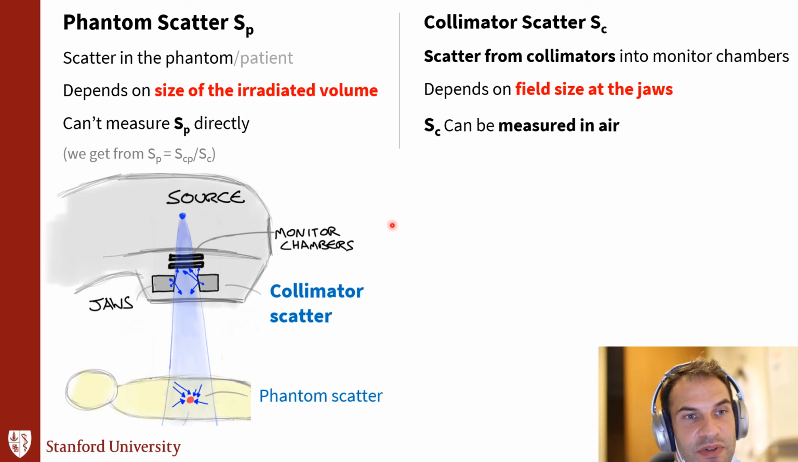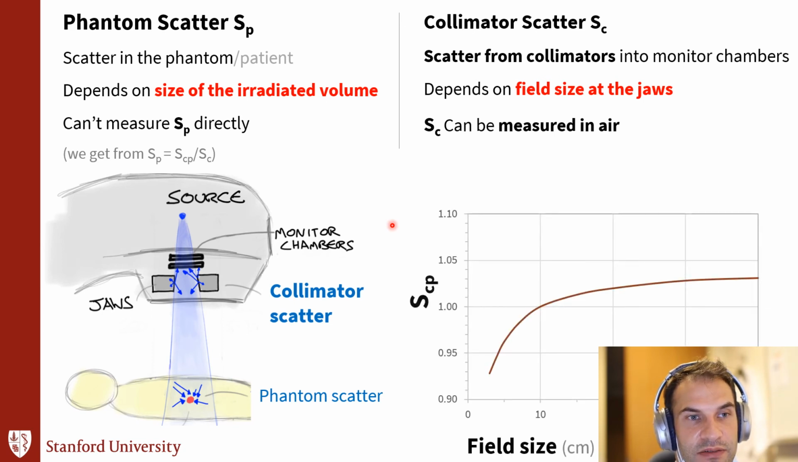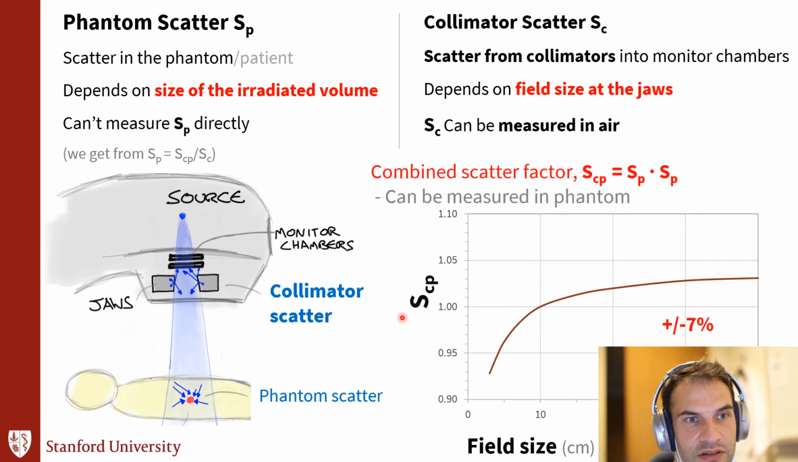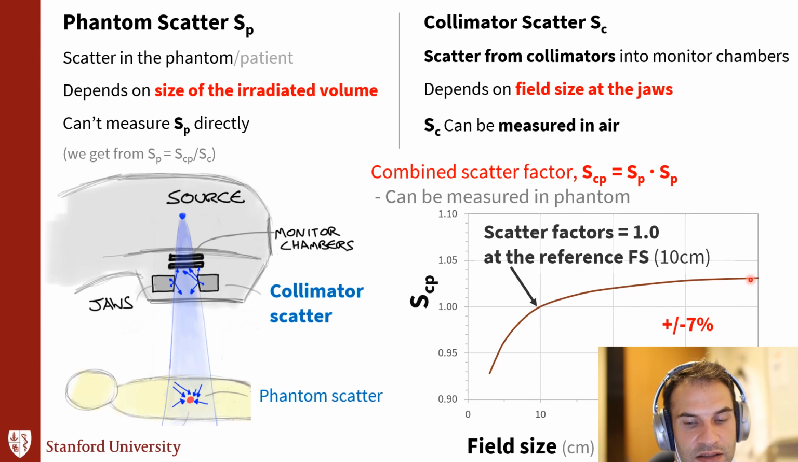Collimator scatter can be measured on its own by measuring in air, and the combined factor is called S sub C P. This can also be measured in a phantom. You can see it varies about 7% from small field sizes to large field sizes, and it is equal to 1 at the 10 by 10 reference field size. By definition, at calibration conditions, it's the same. The dose here is the same as it is at calibration conditions when the field size is the same as the calibration conditions.